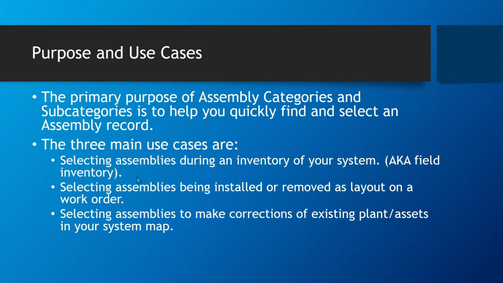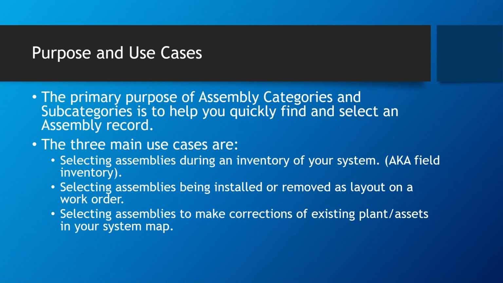The main purpose of assembly categories and subcategories is to help you quickly find and select an assembly record. And the use cases that you're most commonly going to run into are when you're doing a system inventory and you need to select an assembly.